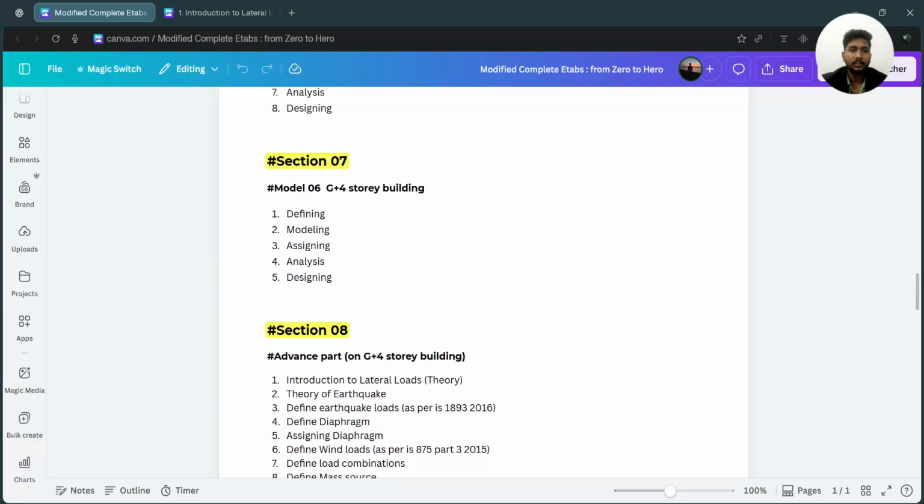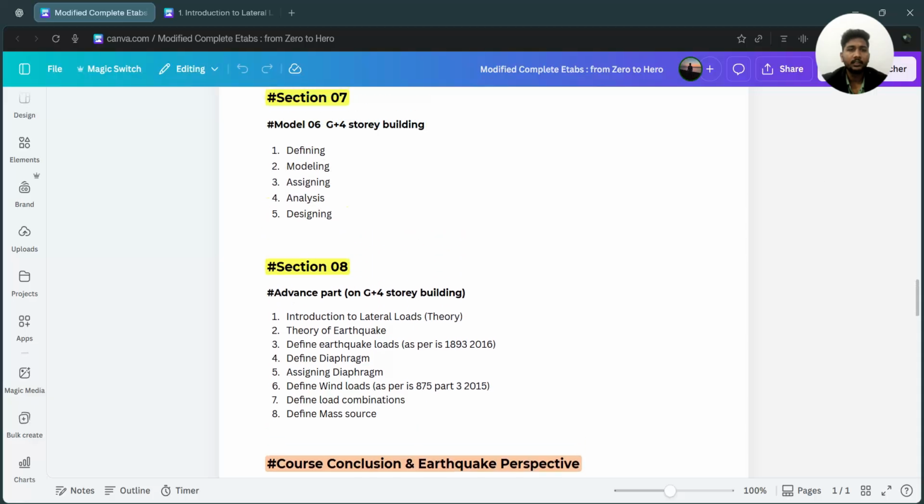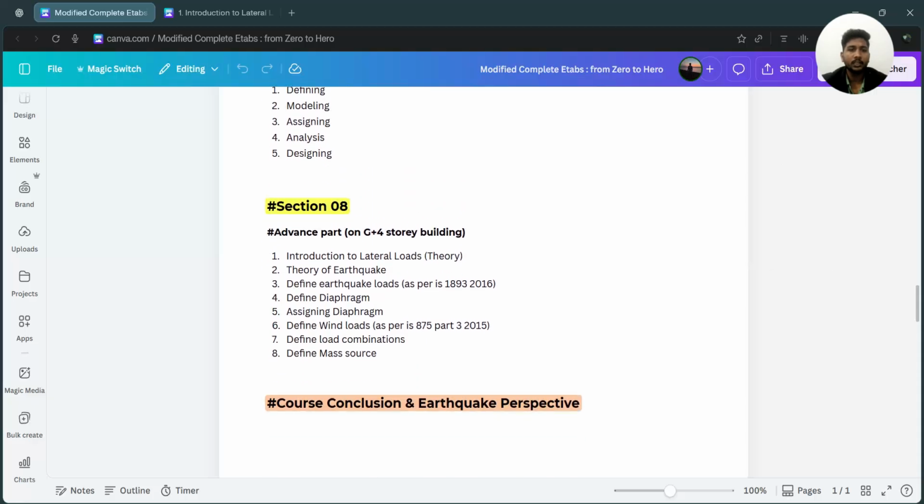And in this Model 6, till now we have seen that it has been completed with the designing part also, based on the gravity analysis, and it has been verified, it has been confirmed that it is safe. Those problems were coming, like the beam and the column were failing, so we have adjusted it. Okay, now let's start with Section 8, where we are going to see the advanced part on this G+4 story building.